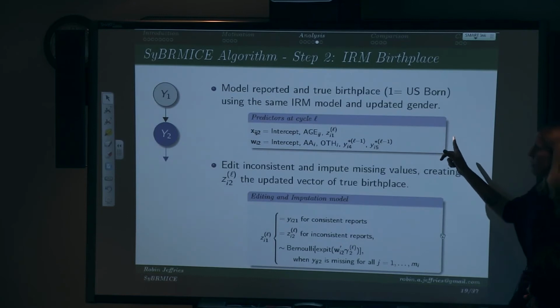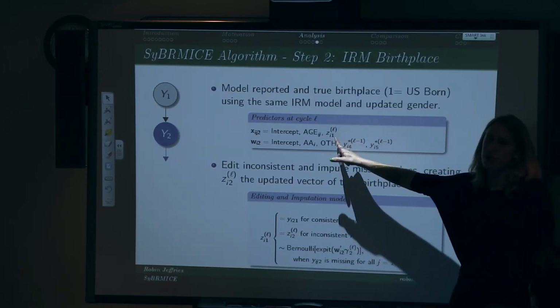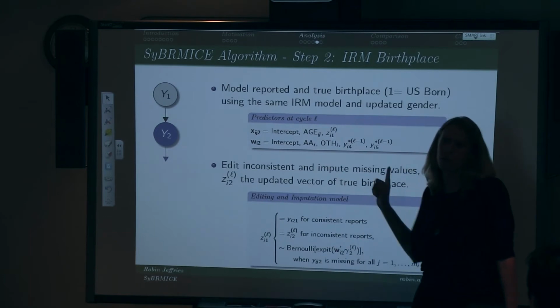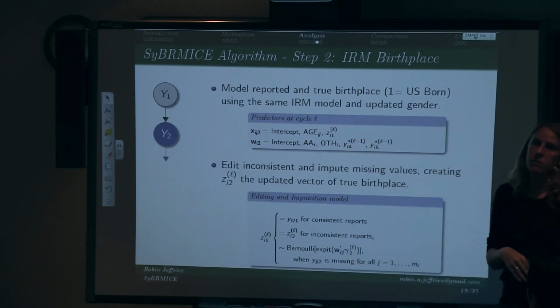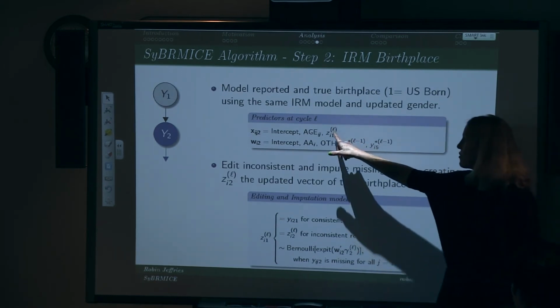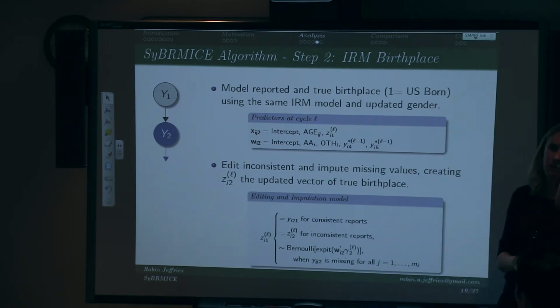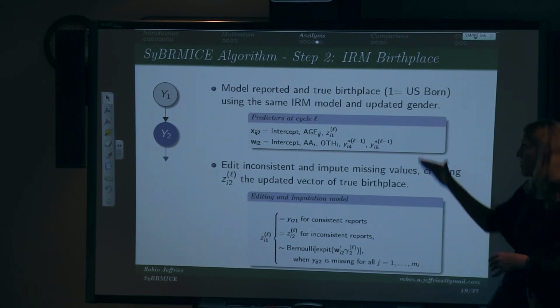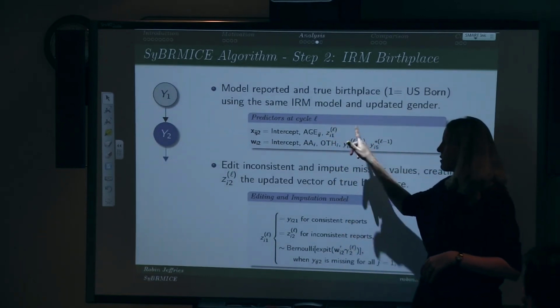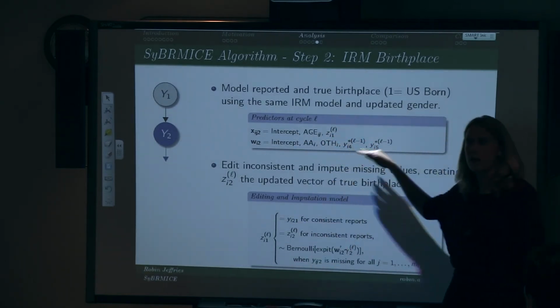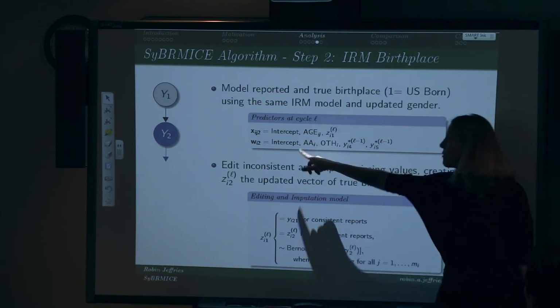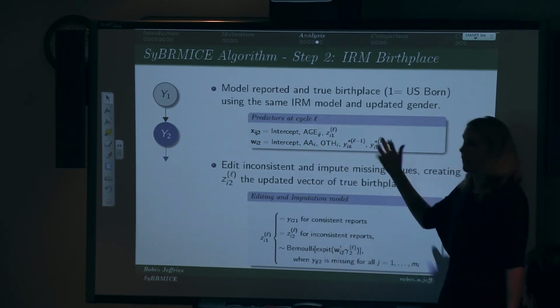So now for birthplace, I add in that variable for gender into the reporting model for birthplace. Gender is not associated with true birthplace, but it could be associated with how they report their true birthplace given what their true birthplace is. Are males more likely to lie about their birthplace than females? That kind of situation. So that's why I have gender showing up in the reporting model, not the true birthplace model. For the model on true birthplace, I've just got ethnicity and the cap variables again.